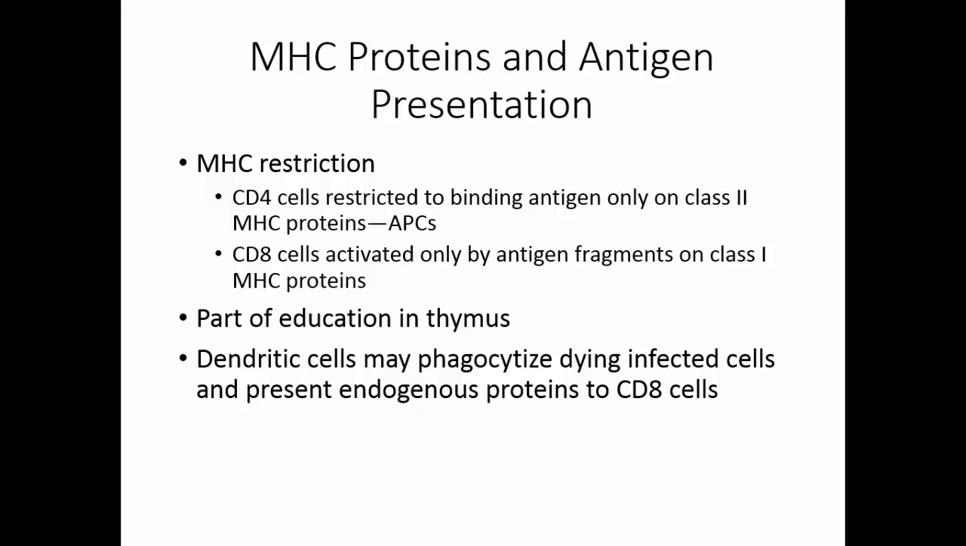Now, sometimes dendritic cells can phagocytize dying virally infected cells. At that point, they can put that foreign protein on the MHC2 receptor, and so we can get CD4 cells that will respond to endogenous proteins, but only if the endogenous proteins have been ingested by an antigen-presenting cell or by one of the macrophages. Cytotoxic cells can then be developed that will attack the infected cell.